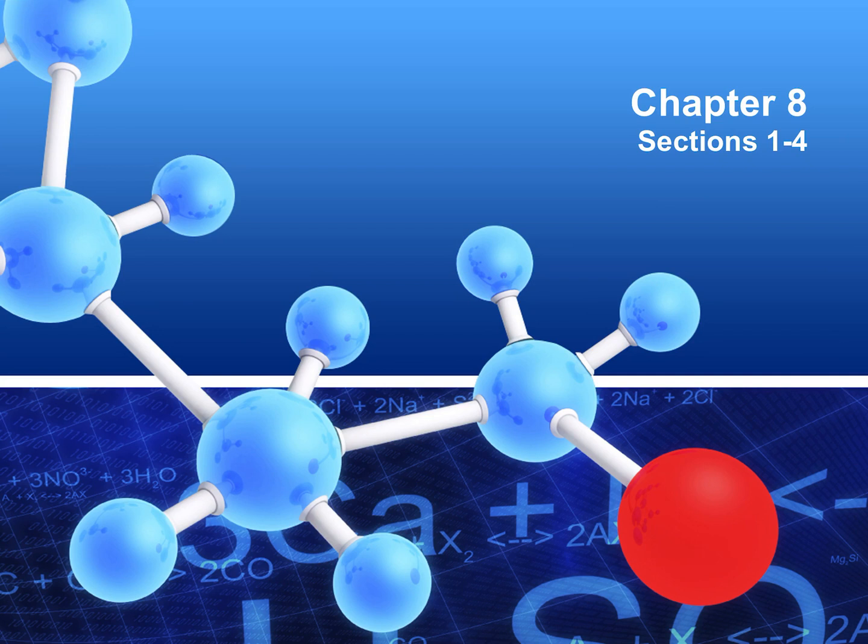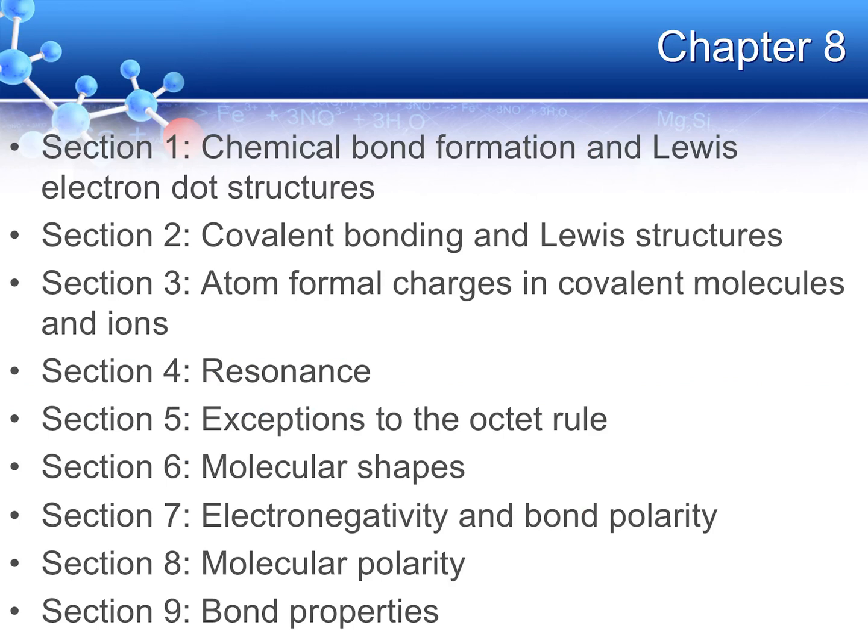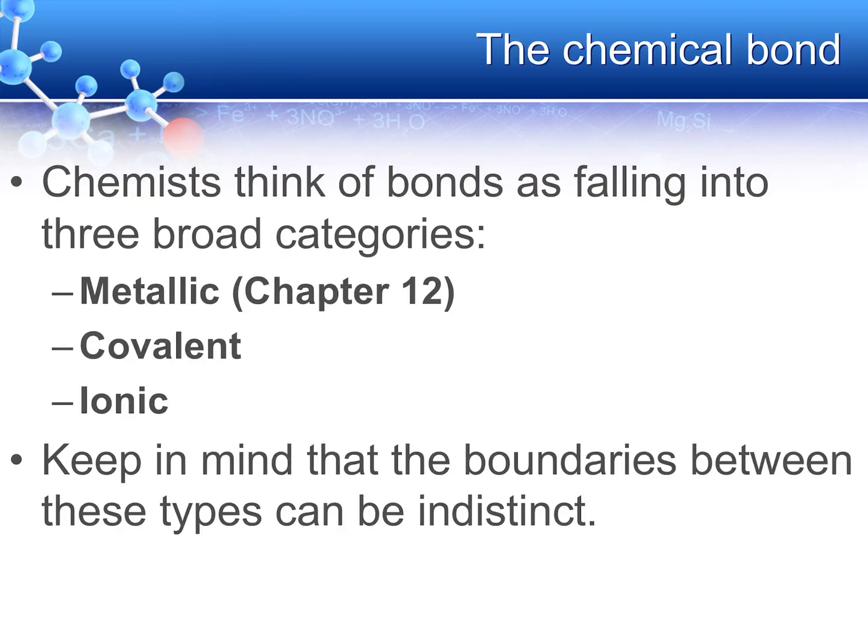Hello everyone. Today we are talking about sections 1 through 4 in chapter 8. So the first section we discuss chemical bond formation and Lewis electron dot structures. Chemists think of bonds as falling into three broad categories: metallic, covalent, and ionic.